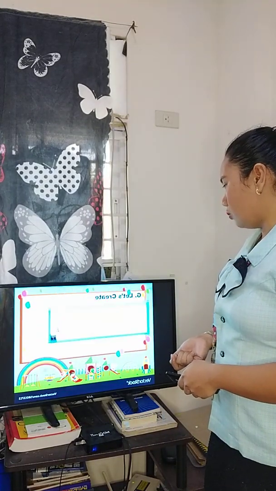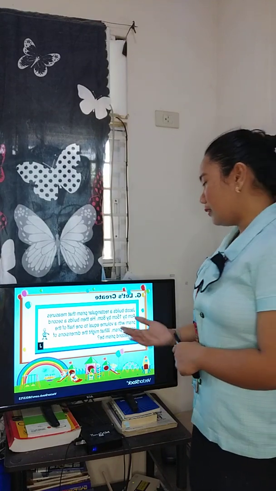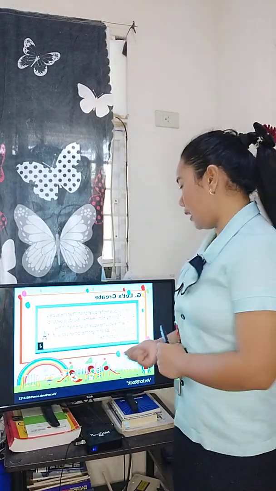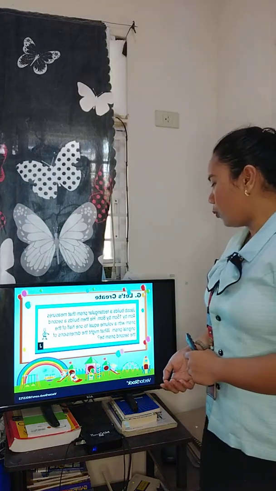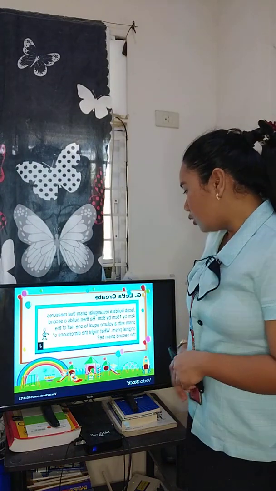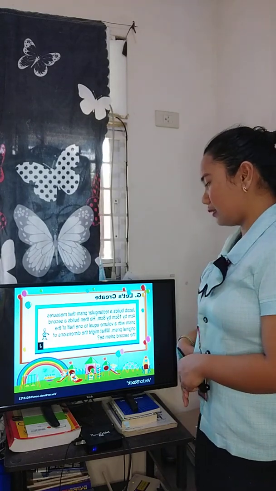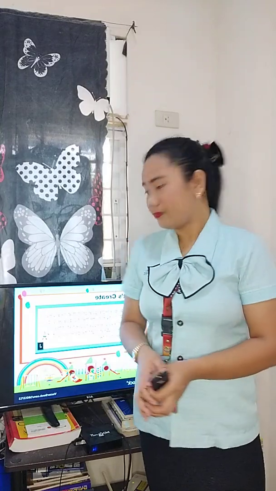Okay, class, for let's create: Jacob builds a rectangular prism that measures 4 cm by 15 cm by 8 cm. He then builds a second prism with a volume equal to 1/2 of the original prism. What might the dimensions of the second prism be? This is for let's create. Okay, class, did you understand our lesson?